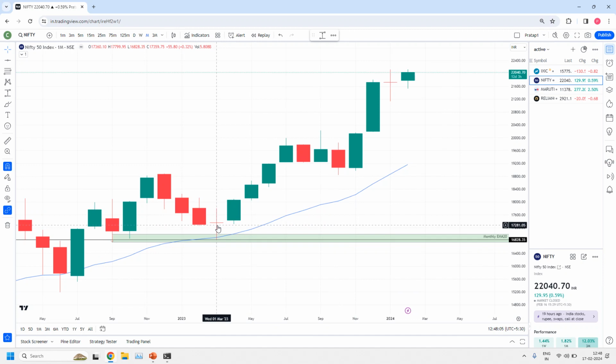This is on March 23. Now we are at February 24. That means Nifty gave you 30% return within 1 year just by using the concept: price overextension completed and pull back to the monthly EMA.